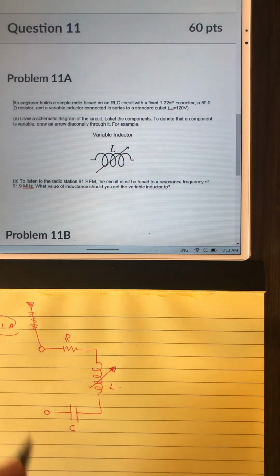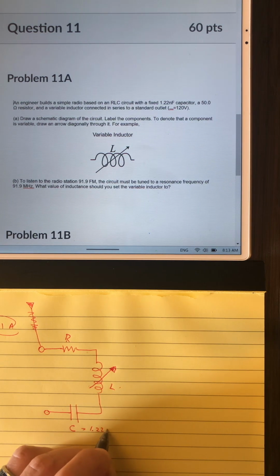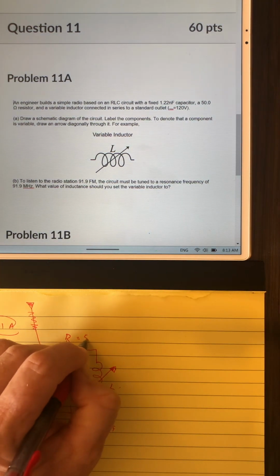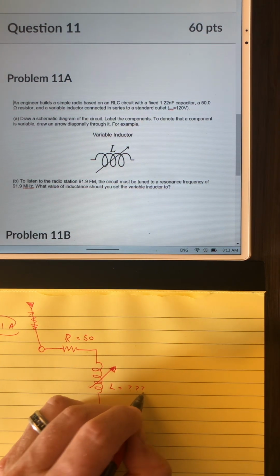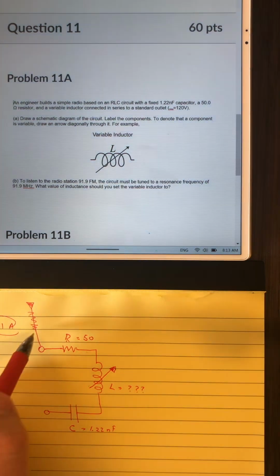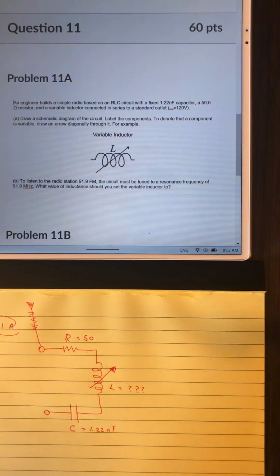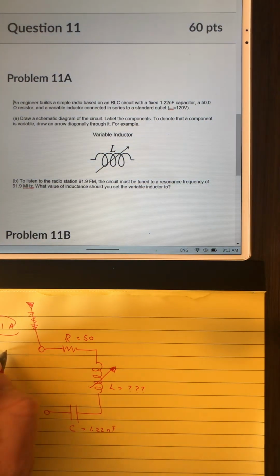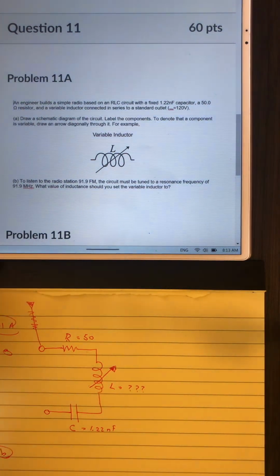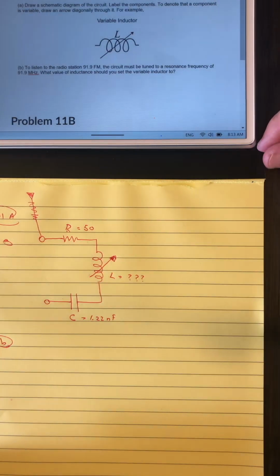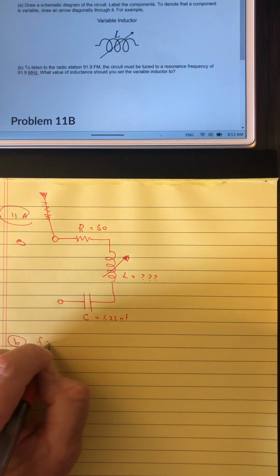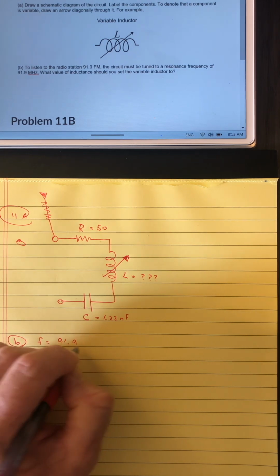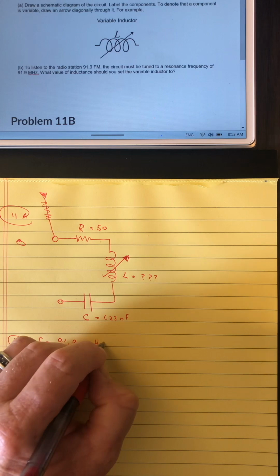Now, they do give me some values. Let me just put them in here. But the L is the one that allows me to tune it. And so I can pick out different frequencies. And that's really what B is all about. And so this is A, where A is, hey, let's go ahead and just draw the circuit. But B is to do this calculation. It says to listen to the radio station. So we're trying to pick up a frequency of 91.9 megahertz.